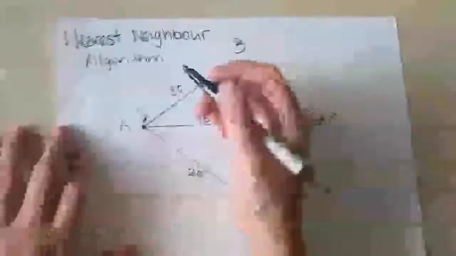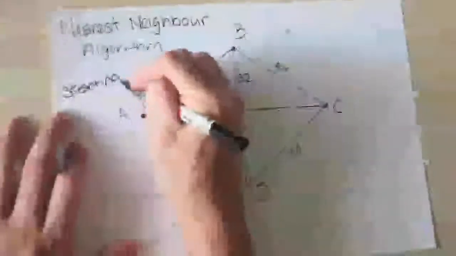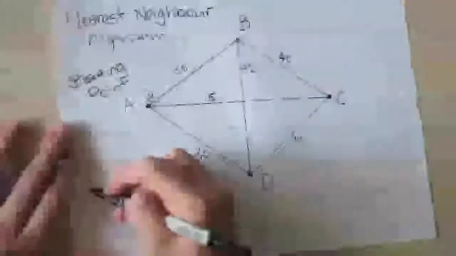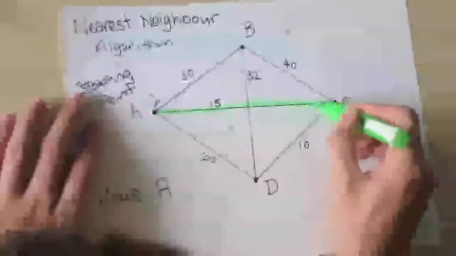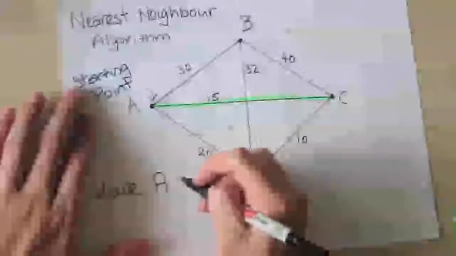In formal terms, the algorithm is as follows. First, we start by picking any vertex as the starting node. Next, choose the next node as the vertex for which its corresponding edge has the smallest weight.